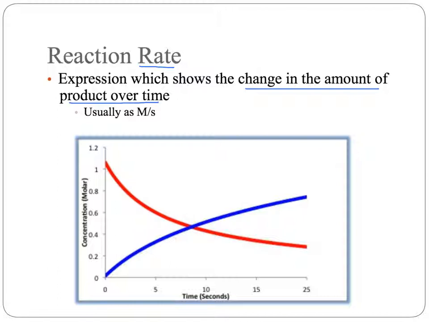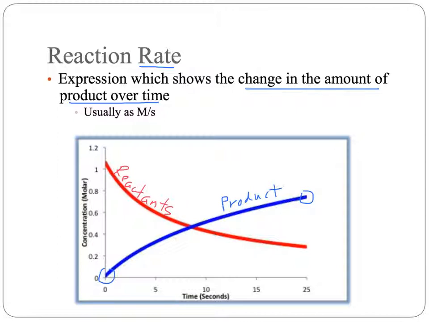So this graph down here is a hypothetical reaction. Our blue line is our product. And of course it will increase over time. You can see that it starts down here at 0, and then after 25 seconds we're at about 0.7 or so at this endpoint on the graph. And as the product increases, as you would expect, your reactants, which are here as your red line, will be decreasing because the reactants are being turned into products. So as the product line goes up on the graph, as the amount of products increases, the amount of reactants decreases.